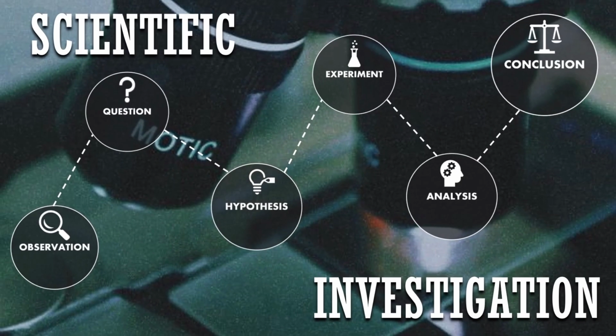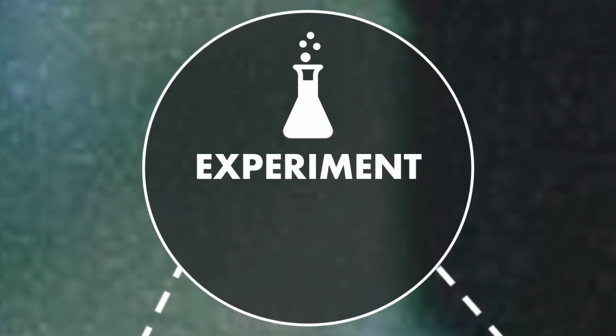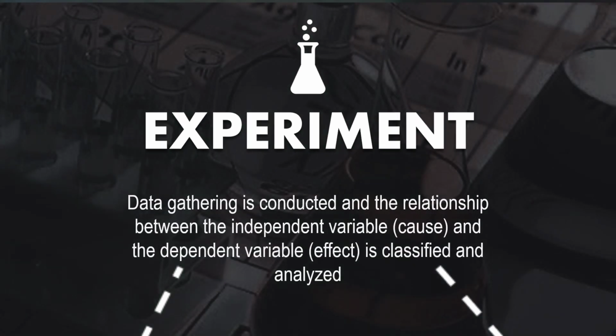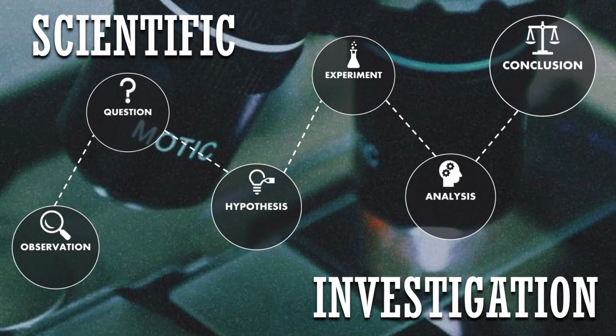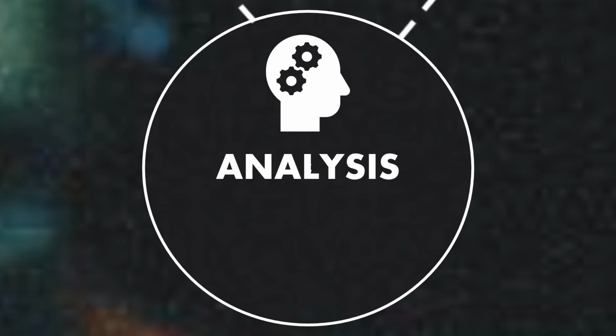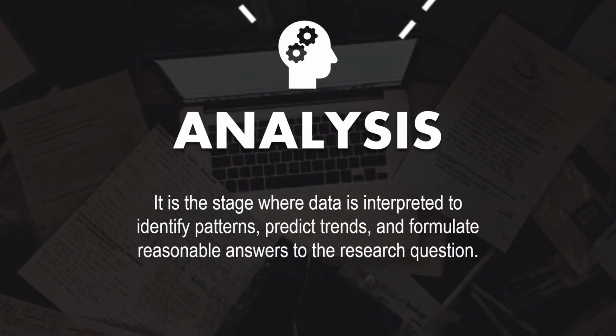Fourth step is to conduct an experiment, wherein data gathering is conducted and the relationship between the independent variable and the dependent variable is classified and analyzed. Fifth step is analysis. Analysis is the stage where data is interpreted to identify patterns, predict trends, and formulate reasonable answers to the research question.